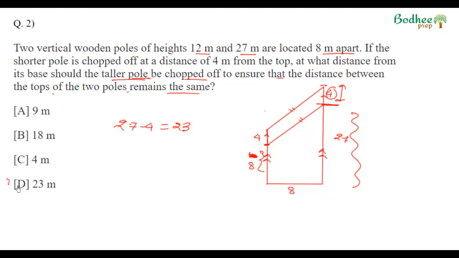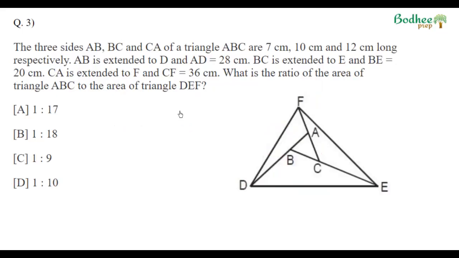So option D becomes the right answer. Very, very simple question. Everyone should have solved it, right? Now here the question says that there are three sides AB, BC and CA of a triangle, and these sides are given as 7, 10 and 12 respectively, and AB is extended to D and the length of AD is 28. So we can just refer to the figure.